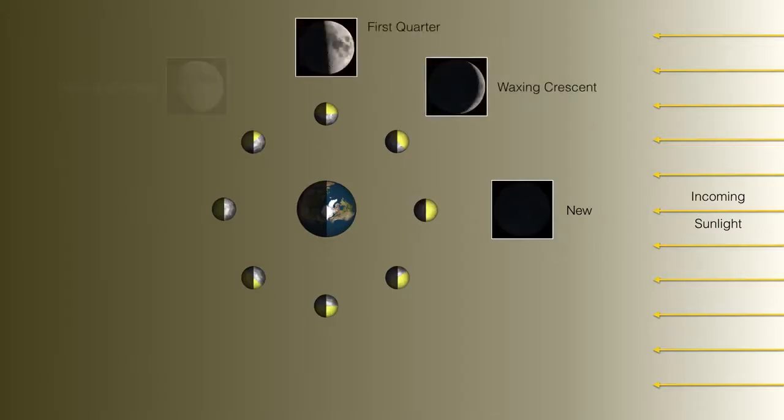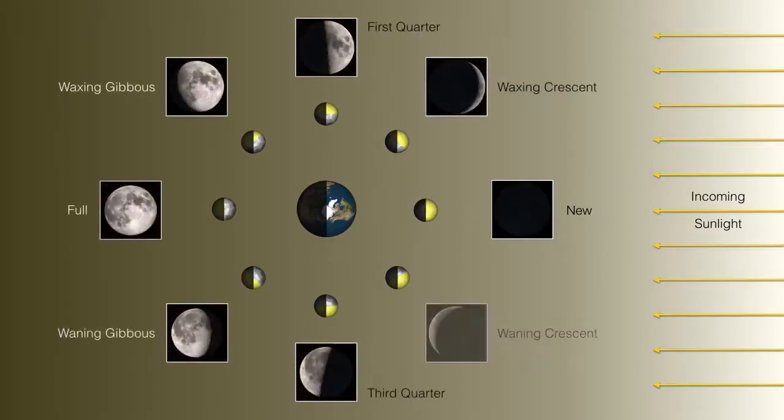Likewise, the appearance of the moon is purely the result of where it happens to be in its orbit with respect to the incoming sunlight.